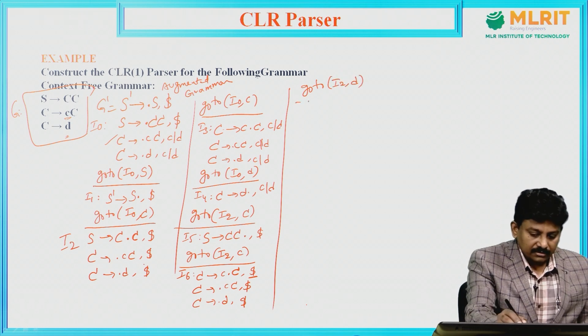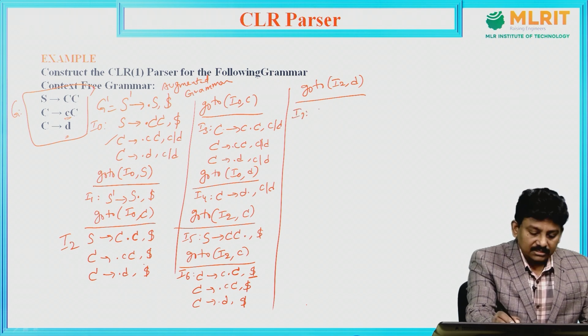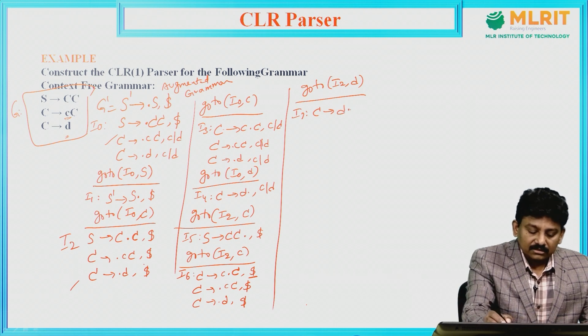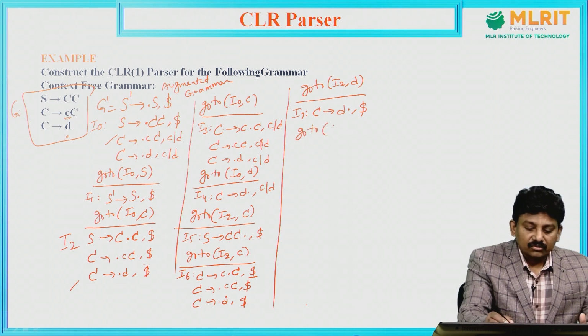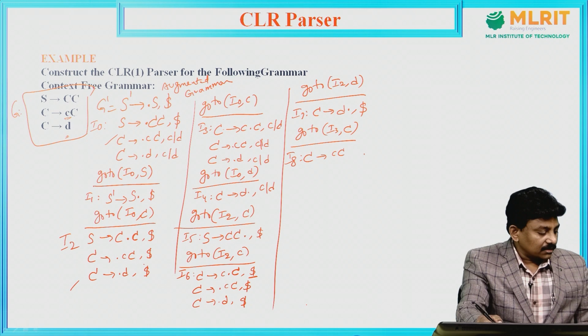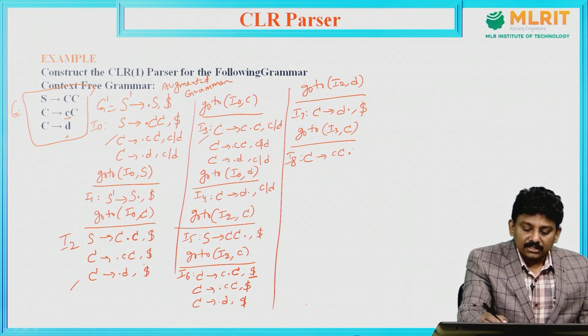Next, go to I2 comma D, item number 7: C derives D dot, comma dollar. I2 is over. Now I3 on capital C, so I8: from this rule in I3, C derives small c capital C dot, comma CRD.